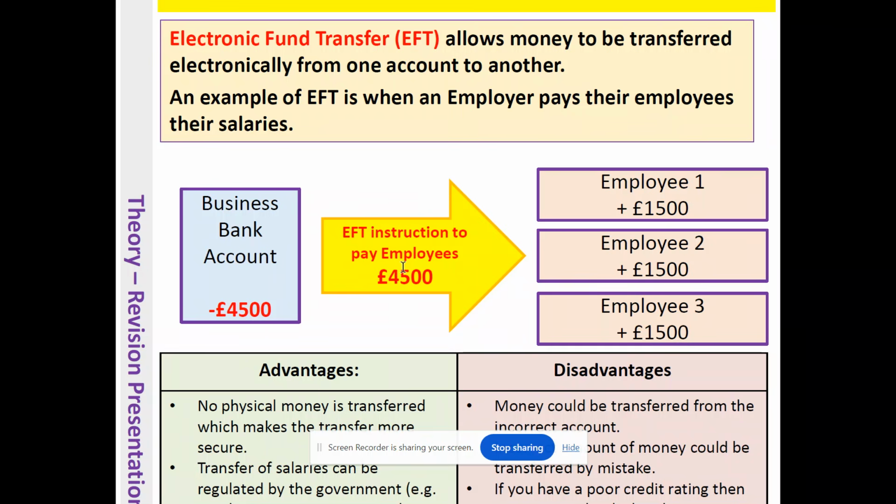An EFT instruction is created to pay the employees. In this instance, 4,500 will be subtracted from this account here and will be deposited in these individual accounts. So you'll get 1,500 here, 1,500 here for employee 2, and 1,500 here for employee 3. Normally this happens at the same time every month in one transaction.